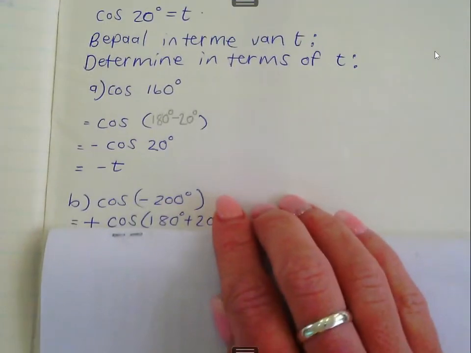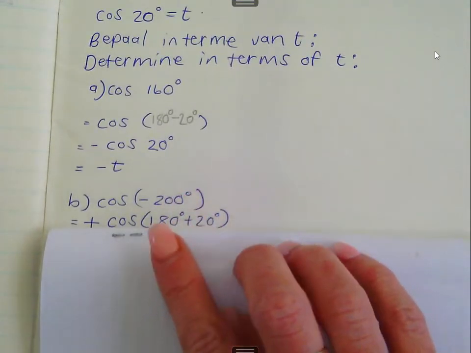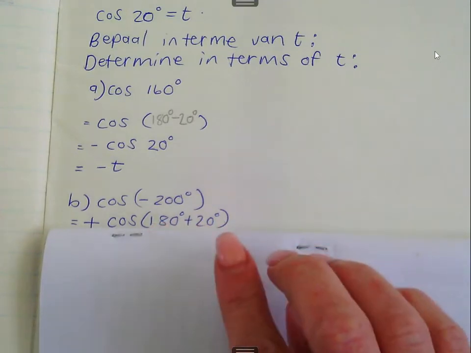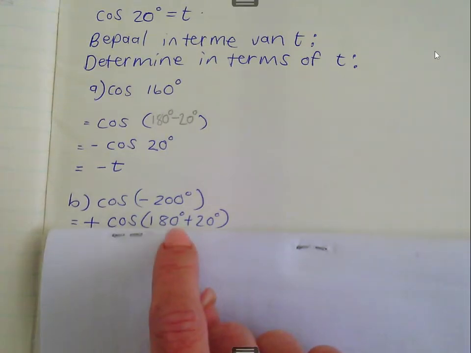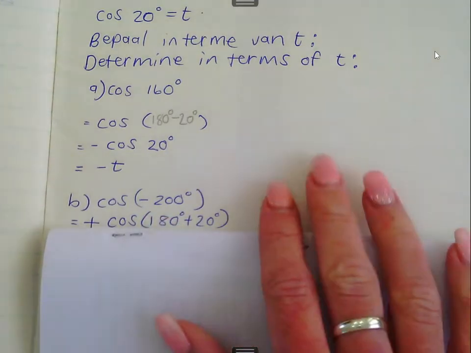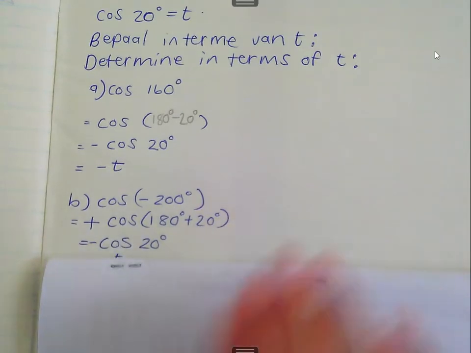200 is not a reference angle, so I rewrite it as 180 plus 20. Which quadrant is that? Third. Cos in the third? Negative. So it's negative cos 20. So what is this in terms of t? Negative t.